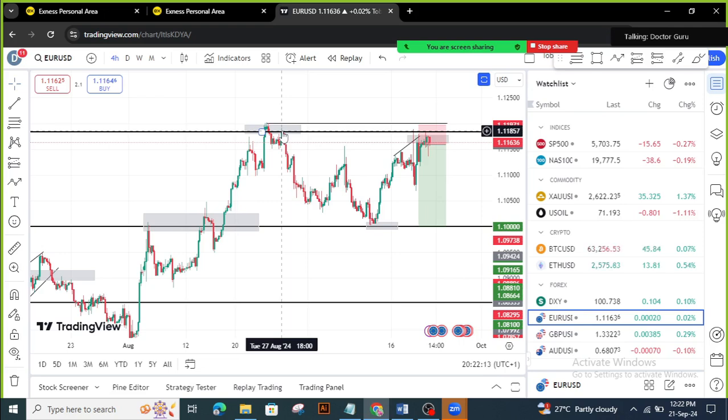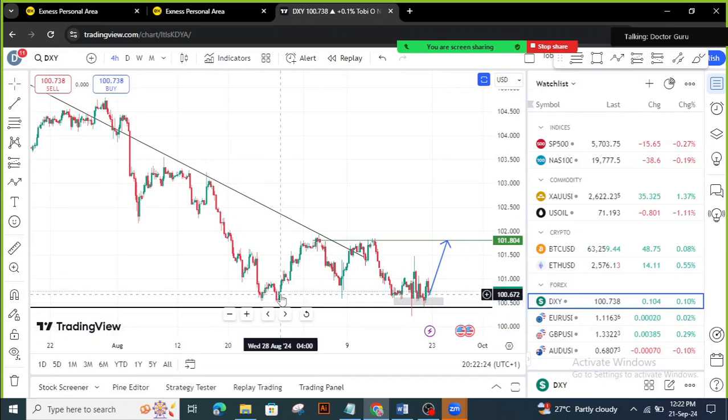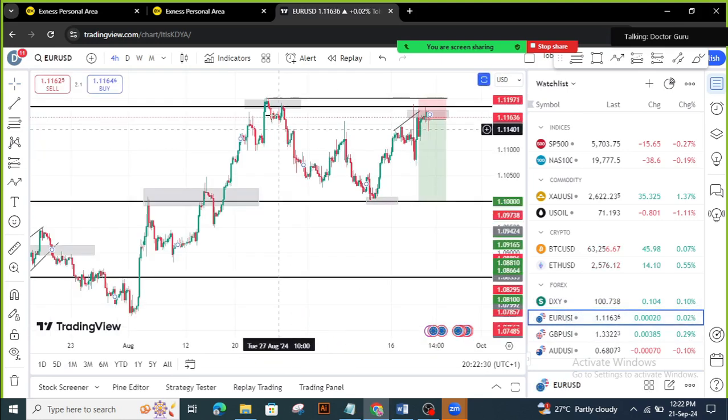That is when we had the second bottom for the DXY. So as a result here, I may consider selling this kind of trade, okay? But that is not even the case right now.